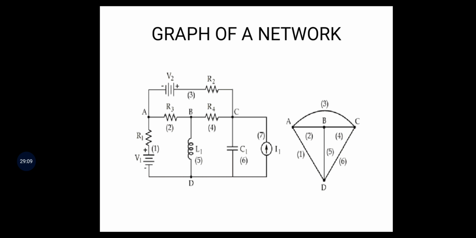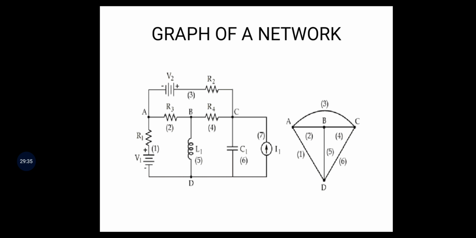Then A to B there is a R3 element. This is represented with one line. Again B to C, resistor R4. This is represented with one line. Next, A to D there is R1 in combination with the V1. This is a voltage source, and it has the internal resistance R1.